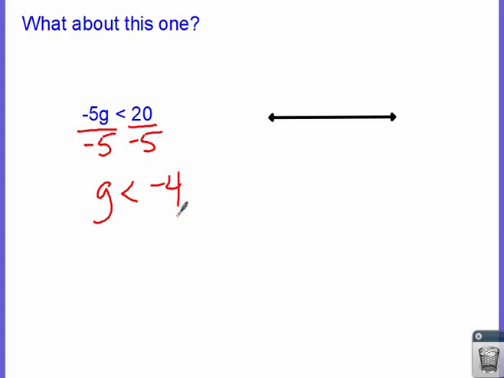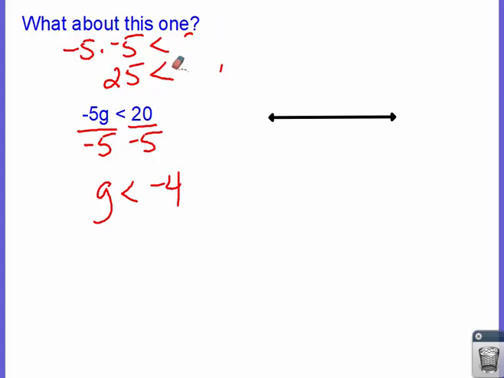So here I need a value that is less than negative 4 to check it with. Well, one value that works is negative 5. So let me plug that in and see. Negative 5 times negative 5, where my g is less than 20. I get a 25. Is 25 less than 20? No, it's not. Well, maybe I just picked a bad number.